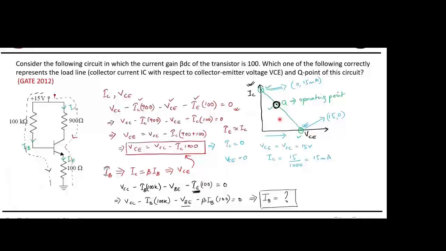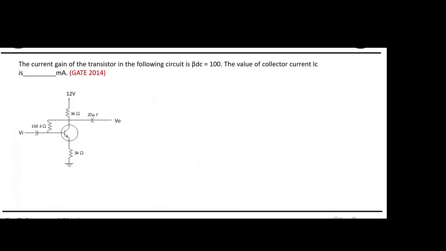Shall we move on to next question? Okay, moving on to next question. Okay, now the circuit seems to be a bit complicated, right? Because we have an additional 2 capacitors. Yes or no?